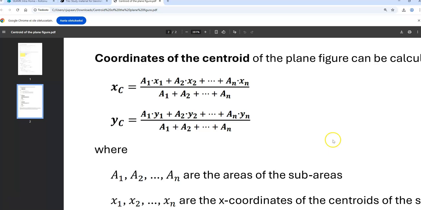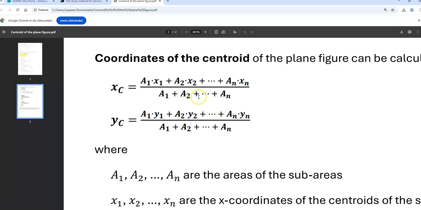And what can we see here? In the bottom part of this division, we have the sum of sub-areas: A1 plus A2 plus A3 plus A4, etc. It depends on how many subparts you have. For example, in this case, we had only 3 sub-areas, so the bottom part of this division would be only A1 plus A2 plus A3.